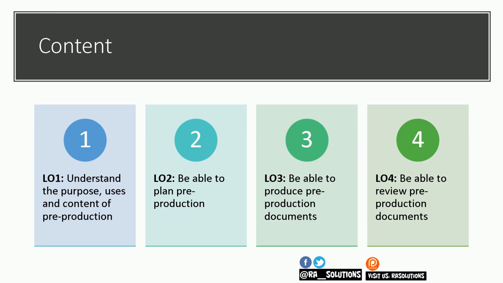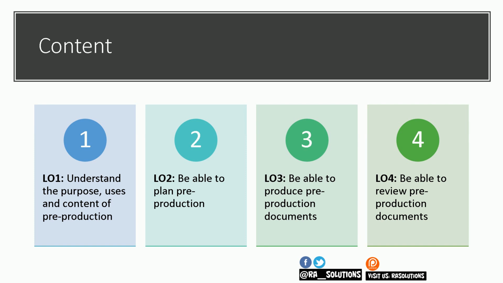Just to go through the content of the unit, the unit consists of 4 learning outcomes. The first one, learning outcome 1, which we're going to focus on in today's video, is understand the purpose, uses and content of pre-production. Learning outcome 2, which will be the next video, will focus on being able to plan pre-production documents. Learning outcome 3, which I'm hoping to do in the future, is be able to produce pre-production documents. And learning outcome 4, be able to review pre-production documents.